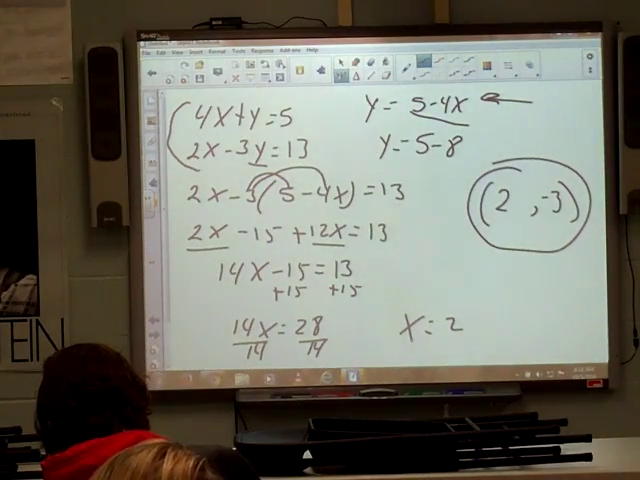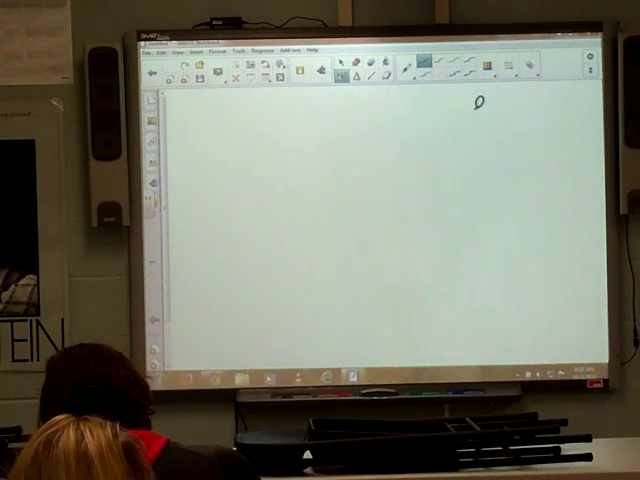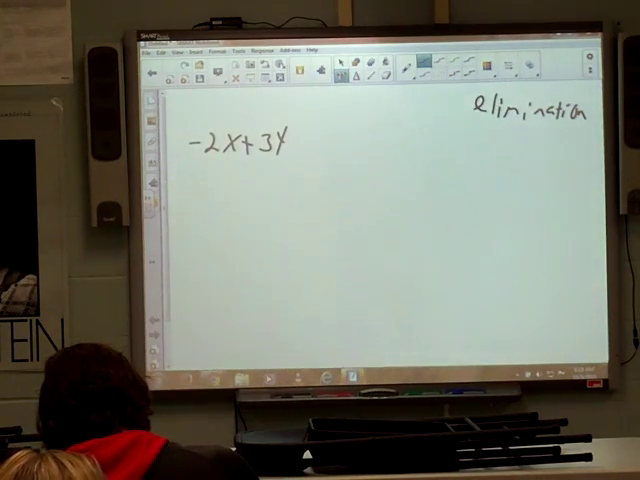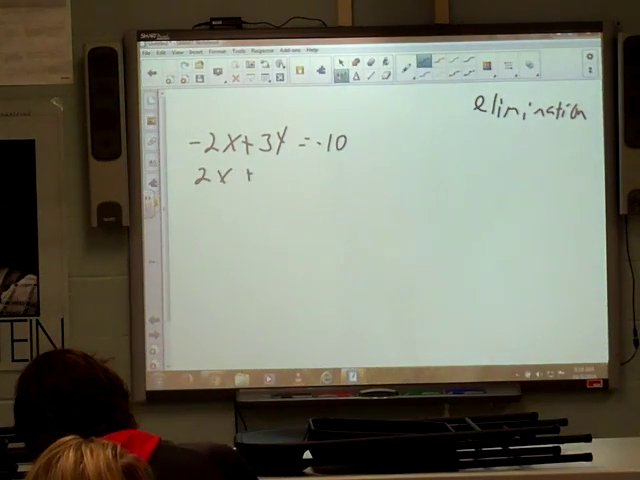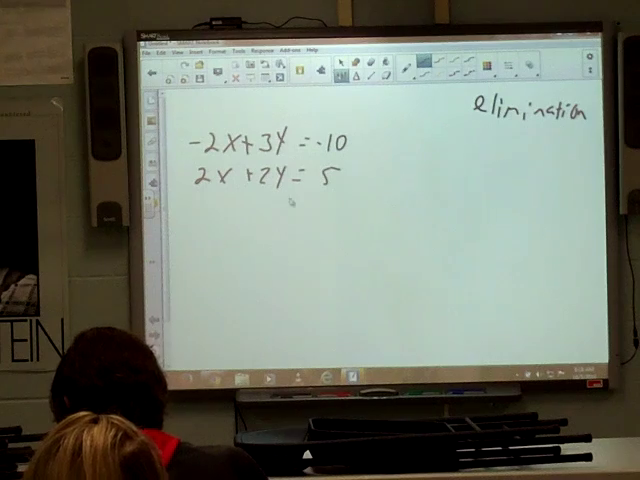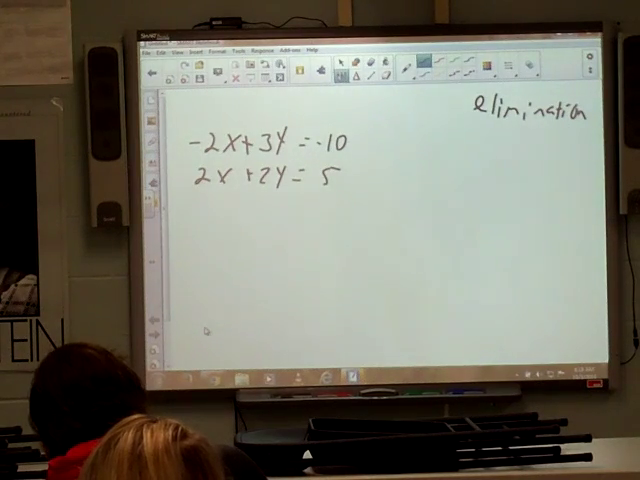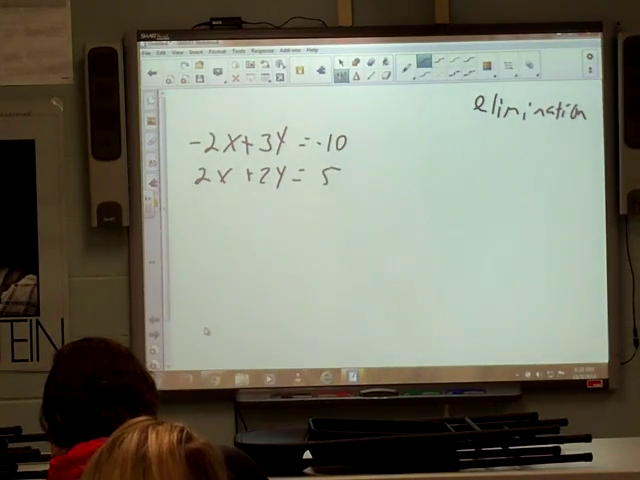Alright, let's look at some elimination now. We've done graphing, we've done substitution. Let's look at elimination. This is my favorite, but they all work. Alright, I've got -2x plus 3y equals -10. And then I've got 2x plus 2y equals 5. Alright, you know eliminate means you're getting rid of something. So you're looking to just put the equations together as they are to be able to eliminate a variable.